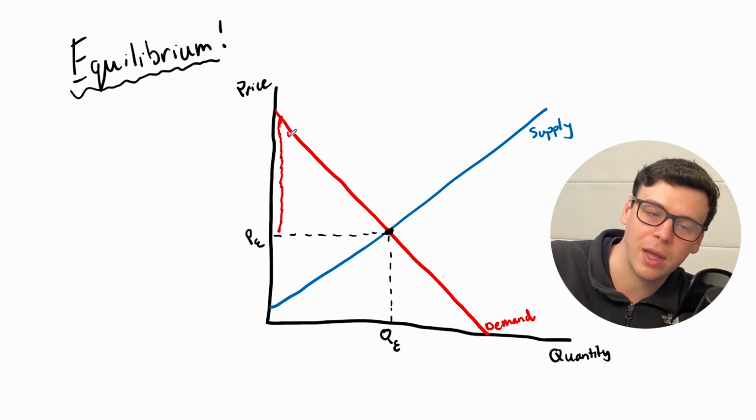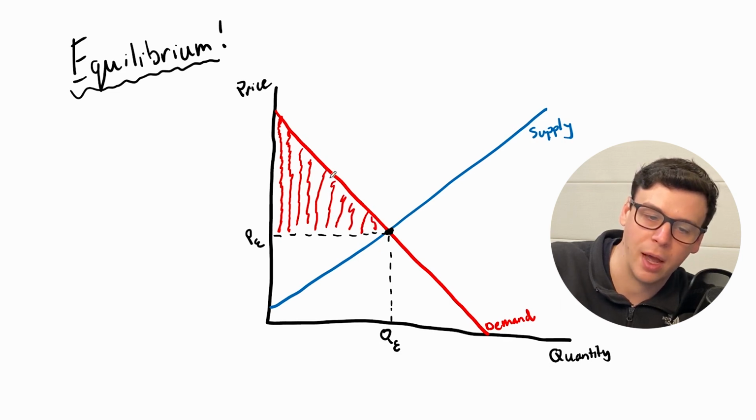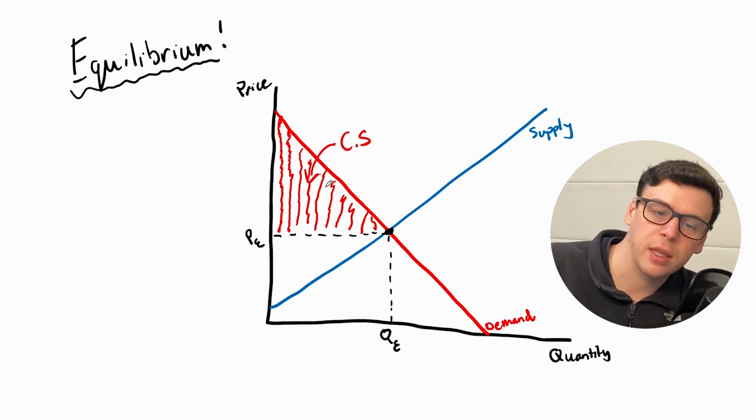And then similarly, we have someone here who would demand a unit at this price, but they only again have to pay that equilibrium price. So they're gaining all of this area. And if you add all of that up, you get the consumer surplus. So this whole triangle becomes the consumer surplus.